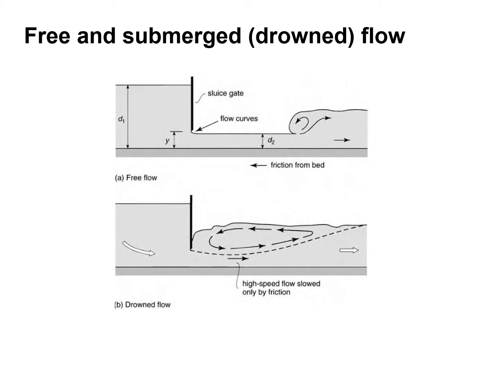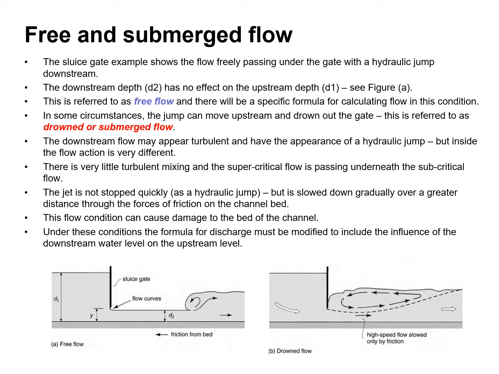Again, if we consider the sluice gate example, we can see in figure A that the downstream depth D2 has no effect on the upstream depth D1, and this is referred to as free flow. I'm going to show you the specific formula for calculating flow in this condition. In some circumstances, the jump moves upstream and drowns out the gate, and this is referred to as drowned or submerged flow. The downstream flow may appear turbulent and have the appearance of a hydraulic jump, but inside the flow action is very different.